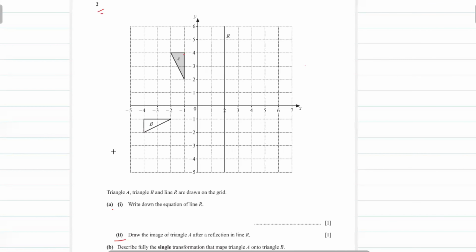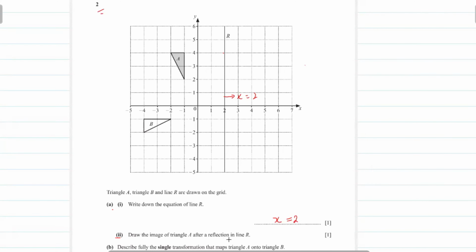This is question number 2. Triangle A, triangle B, and line R are drawn on the grid. Write down the equation of the line R. You see here this line R is parallel to the y-axis and this line R cuts the x-axis at x equal to 2. Therefore, the equation of the line is x equal to 2.